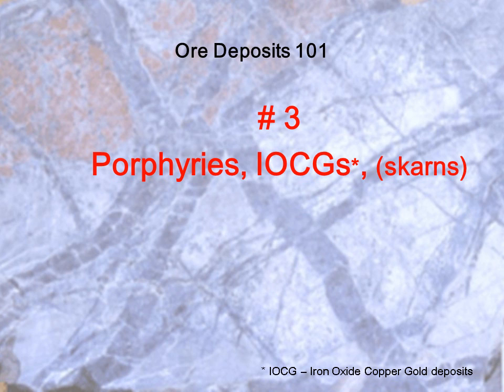This is the third talk in the Ore Deposits 101 series, and it focuses on porphyries and iron oxide copper-gold deposits, or IOCGs as they are known. These are some of the giants of the ore deposit world.